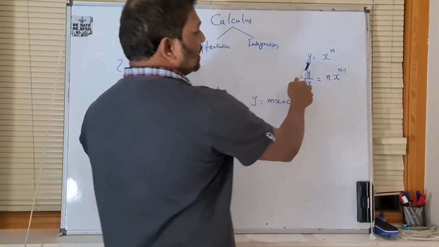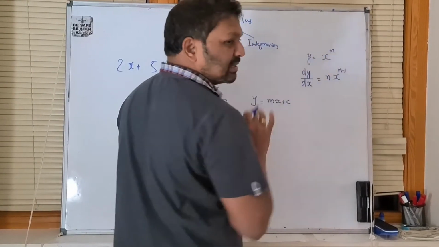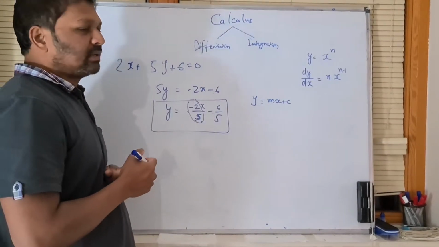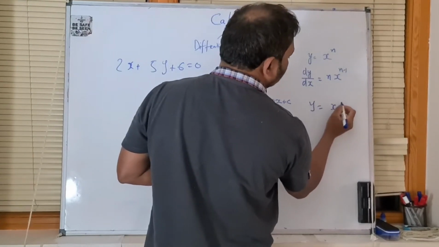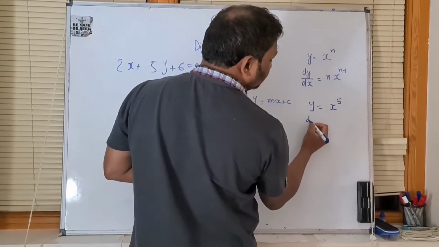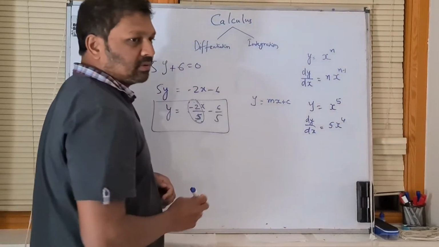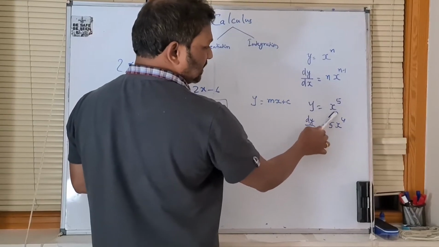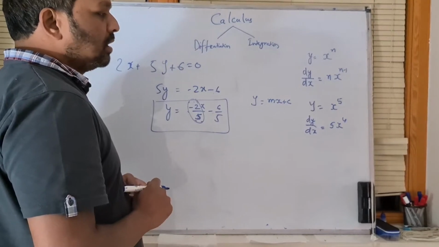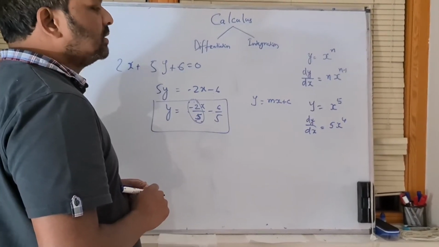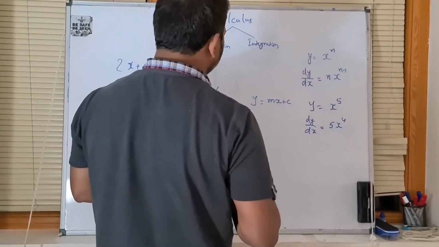Remember, this is an equation and we are differentiating with respect to x, not with respect to n, where n here is some constant. Say y is equal to x to the power of 5. What is the differentiation of it? dy by dx is equal to 5x to the power of 4. The 5 has come here, x is here, and the power is reduced by 1, so 5x to the power of 4. That's how you need to differentiate it. That is the very first formula that you need to learn.